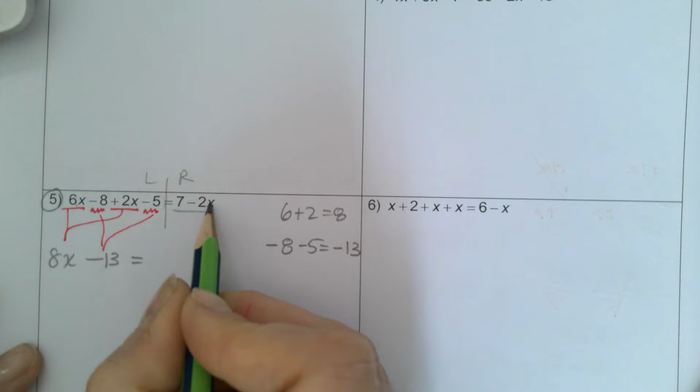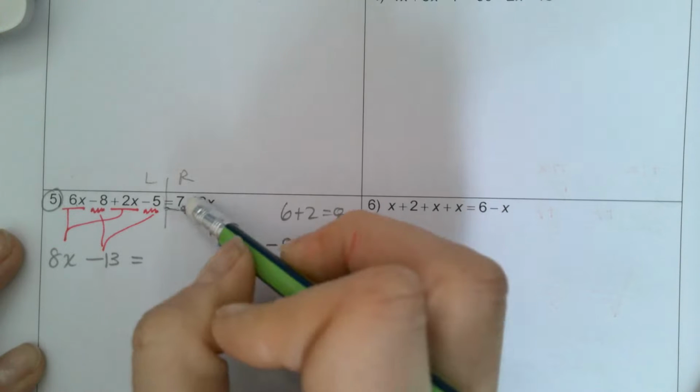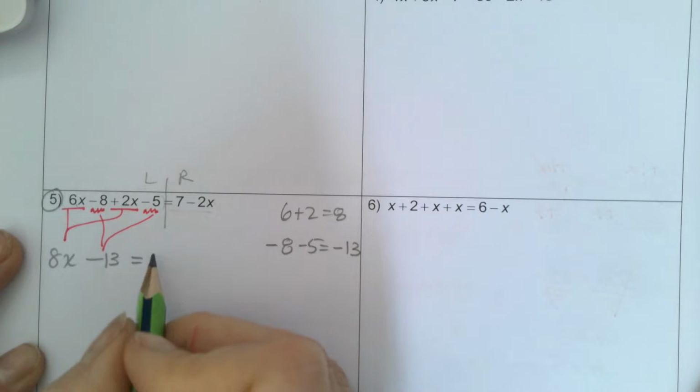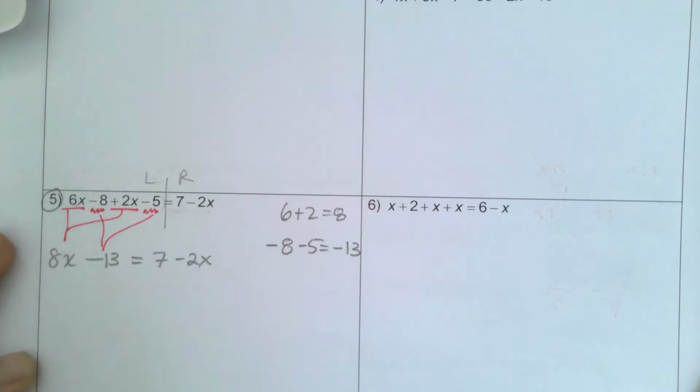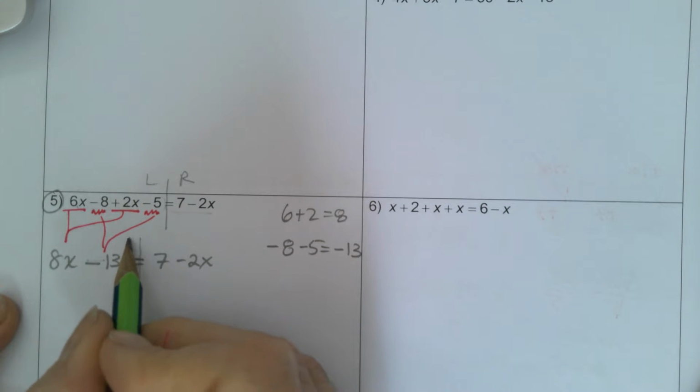And can I put these two together? X, this does not have an x, so they're unlike terms. So I cannot put them together, so I just copy the same, like that. So now I've made it more simple to solve the equation.